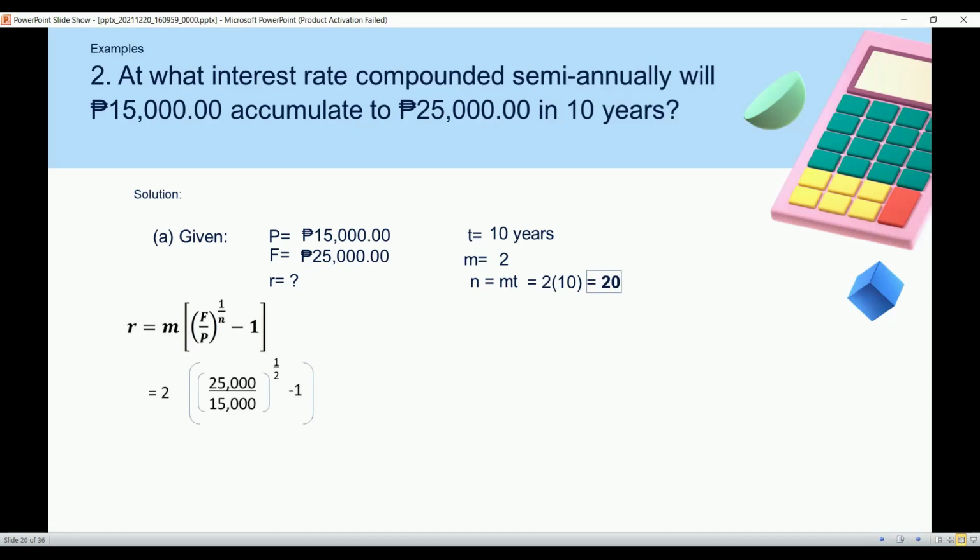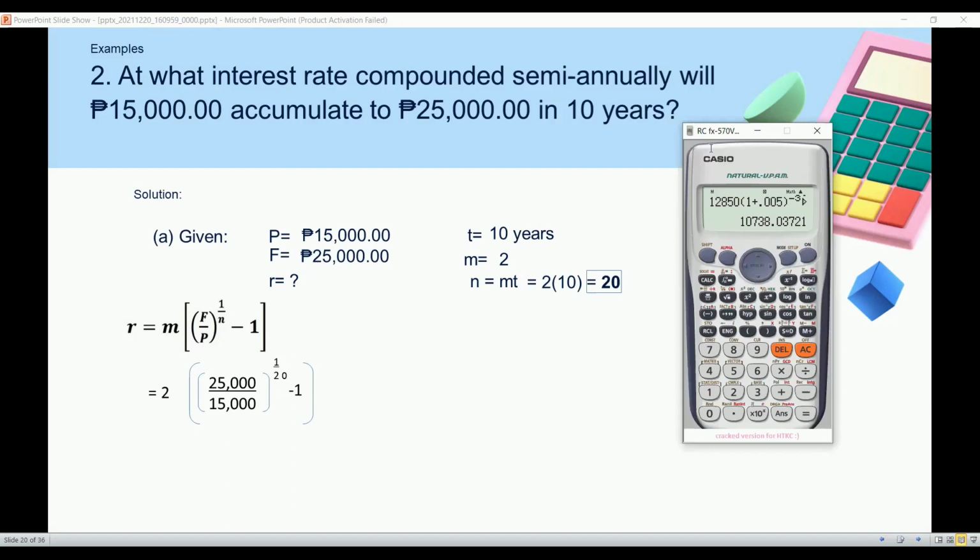Substitute lang. So R is equals to 2 times quantity 25,000 over 15,000 raised to 1 over 20 minus 1.